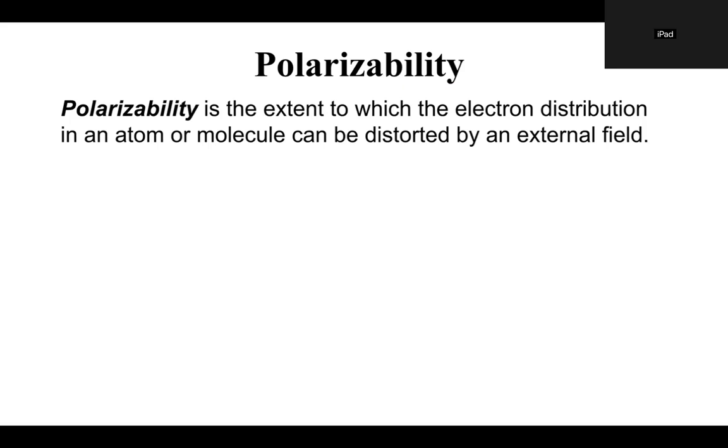And the reason that is because polarizability is the extent to which the electron distribution in an atom or molecule can be distorted by an external field. Distorted means an atom or a molecule that's normally nonpolar, how can it be distorted by something else, an external field, meaning either another polar molecule or even another nonpolar molecule? How can we distort it to have somewhat of a partial positive and somewhat of a partial negative?